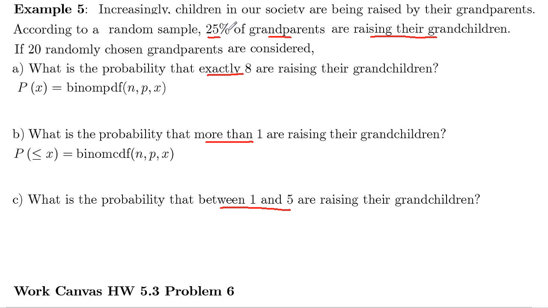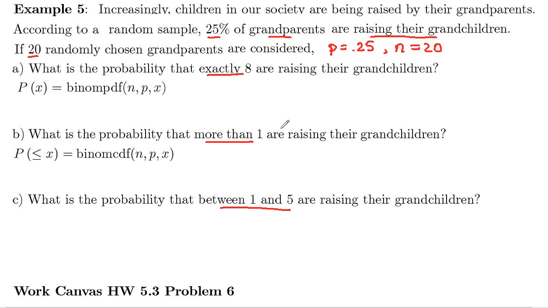So this is binomial because either they are or they aren't raising their grandchildren. The trials are independent. If we pick one set and they're raising their grandkids, it has no effect on the next set of grandparents, whether they are. Probability stays the same all the time, 25%. So actually our P is 0.25. And then we have a fixed number of trials. We're selecting 20 sets of grandparents, so that's our N. N is 20.